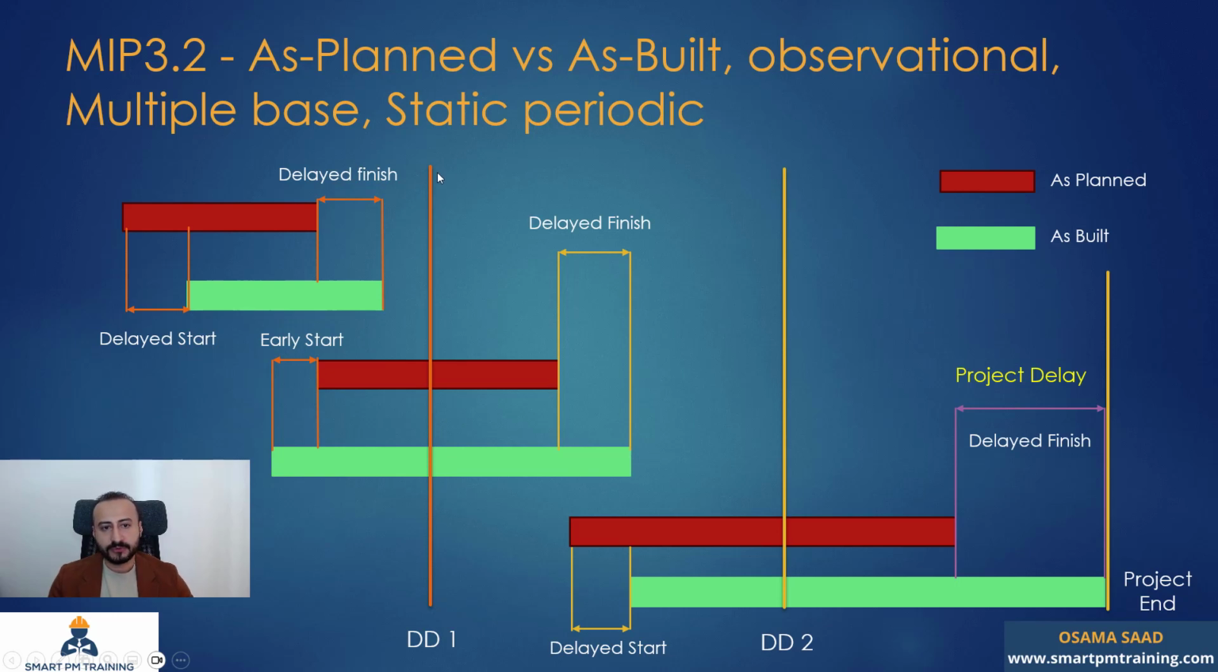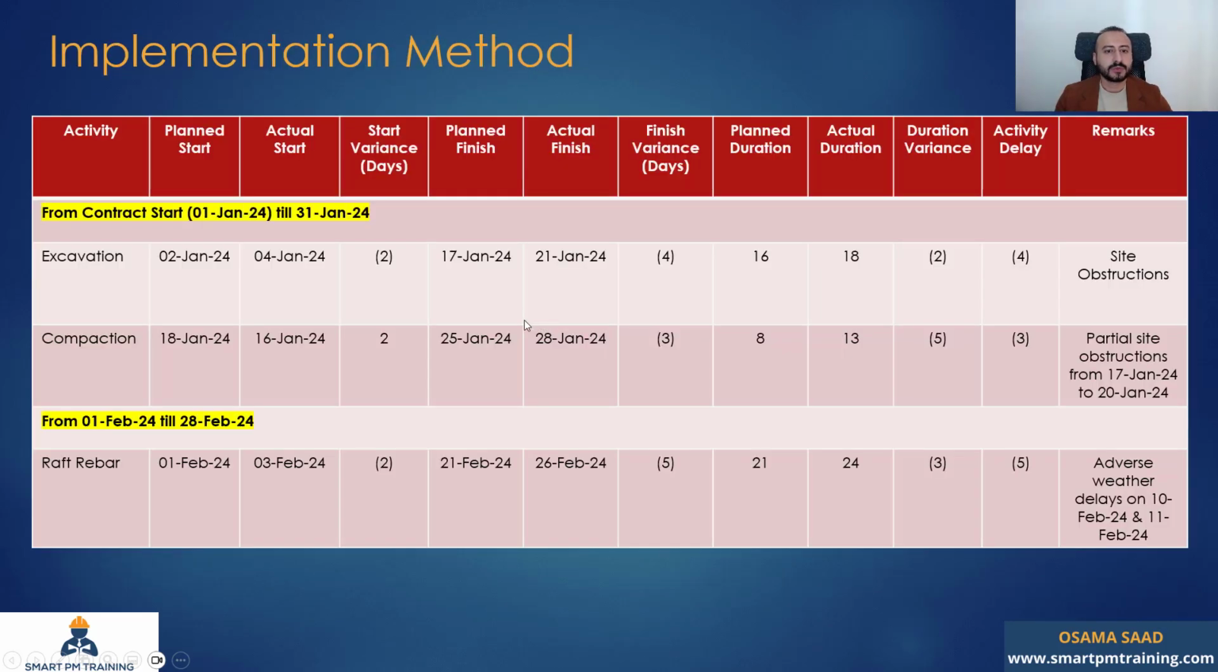Window 2, from data date 1 to data date 2, what do we have here? Delayed finish and delayed start, okay, for two activities. Again, I'm comparing the actuals against the baseline. And this is the third window from data date 2 to project finish. It will look like that.